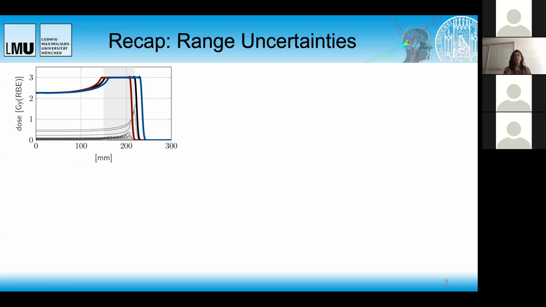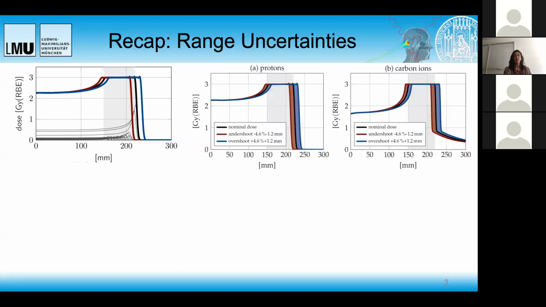I want to give a quick recap on range uncertainties. What we see here is a one-dimensional spread out Bragg peak that's being delivered to this grayish area. That's our target tumor, where we want to deliver a high homogeneous dose of 3 gray. And when we deliver these individual pencil beams, we modulate them such that the superposition fulfills our clinical needs.